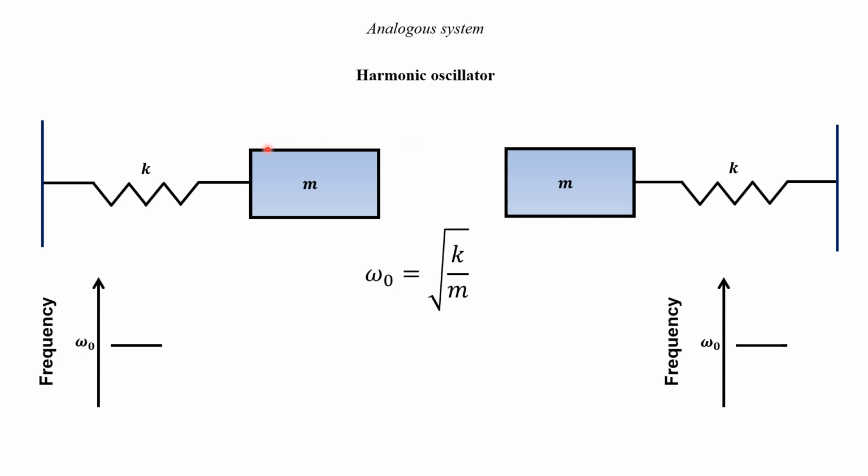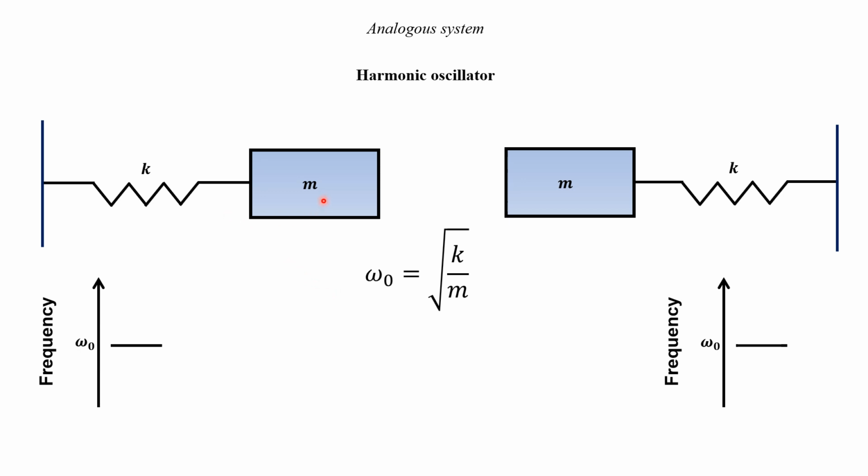So the harmonic oscillator is analogous to an atom in the sense that the electrons in an atom are confined by the nucleus, and in a harmonic oscillator, the mass is confined by the spring. So the oscillation of the mass plays the role of the orbital. And the resonance frequency plays the role of the energy.